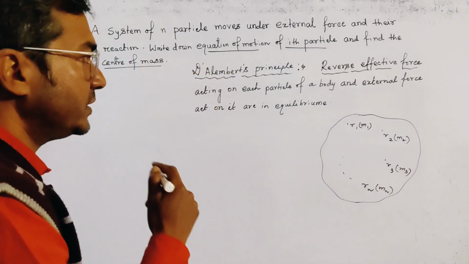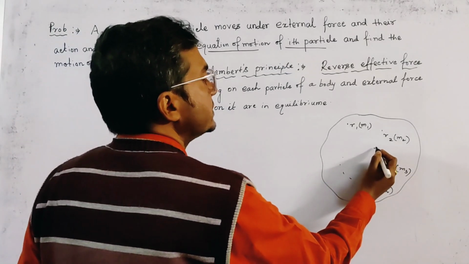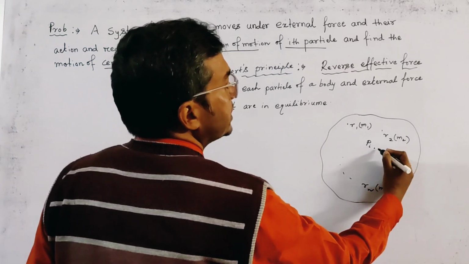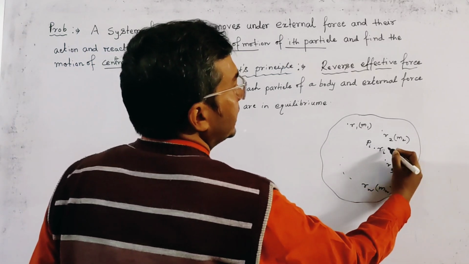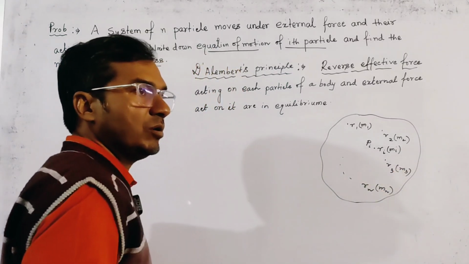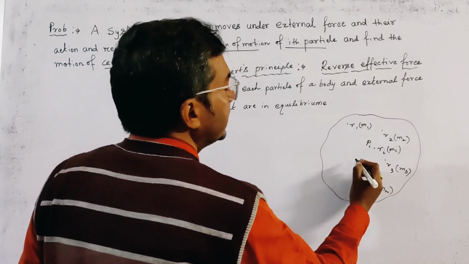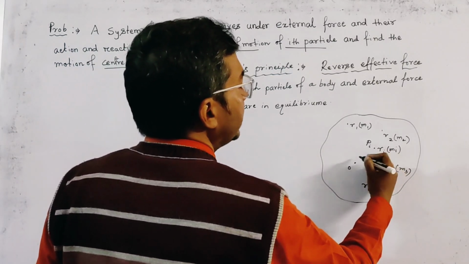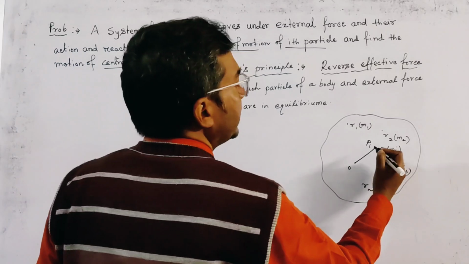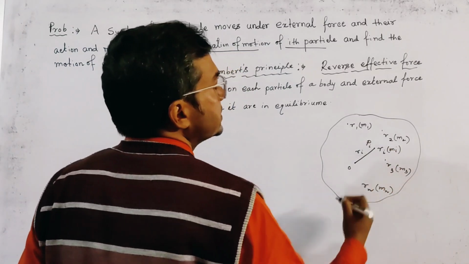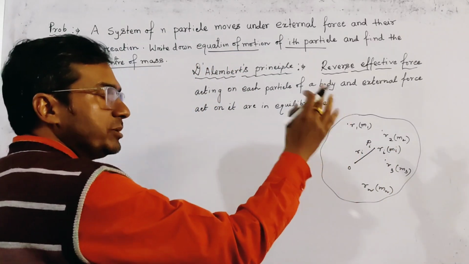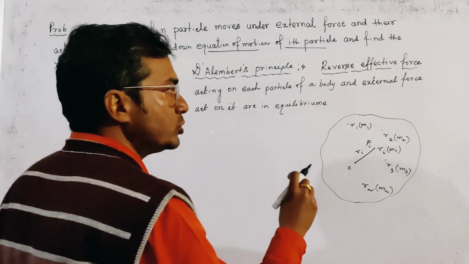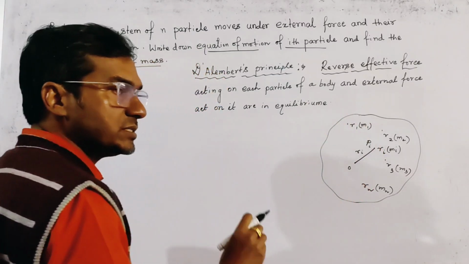Let the ith particle be at Pi. This is the ith particle, its position vector is Ri, and its mass is Mi. Let the origin be at O. If we draw the line from O to Pi, then this is Ri, the position vector of the ith particle Pi. Now let the external force acting on the ith particle be Fi.